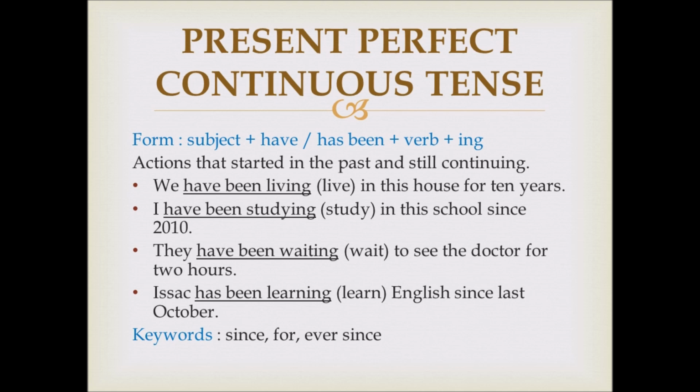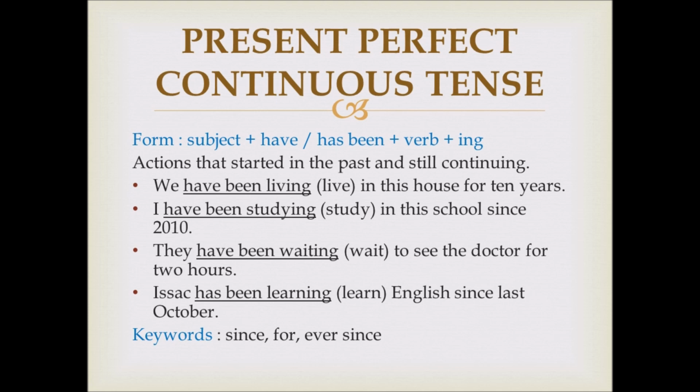The structure of present perfect continuous tense is subject plus have or has been plus verb plus ing. For all perfect continuous tenses, been plus verb plus ing is common. So you know where to use have and has, as we have already seen in the previous videos. So what is present perfect continuous tense? Where do we use present perfect continuous tense? Actions that started in the past and still continuing. So you use this for some actions which have already started in the past and are still in progress.